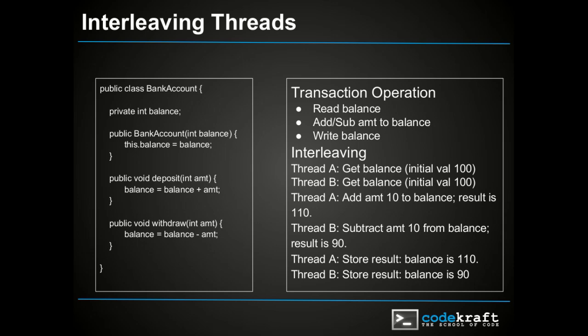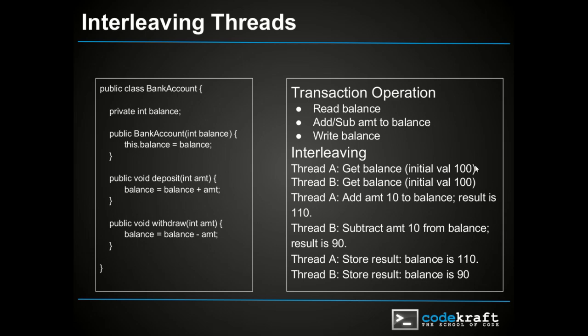First, it reads the balance, then it either adds or subtracts the amount to or from the balance, and then finally whatever the new value of the balance is, it writes it back into memory. So let's say that two threads are trying to do this in parallel: one thread is trying to do a deposit, let's call it thread A, and another thread B is trying to do a withdrawal. Let's say the initial value of the balance was 100. So let's see how the interleaving happens.